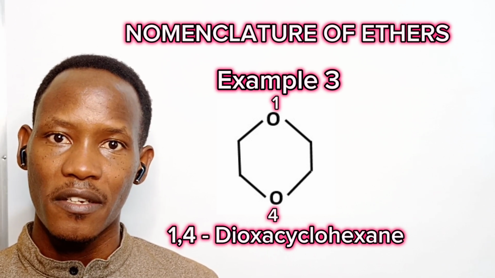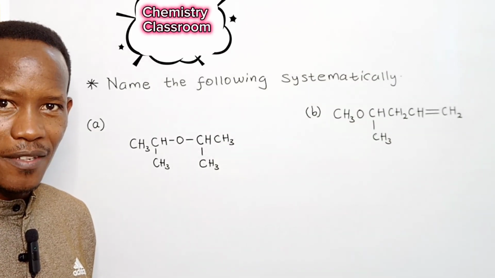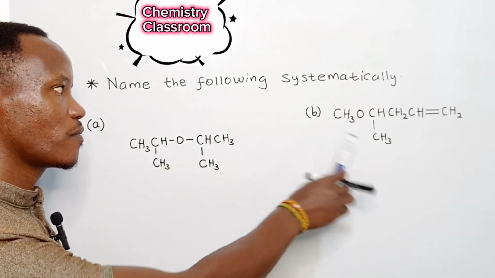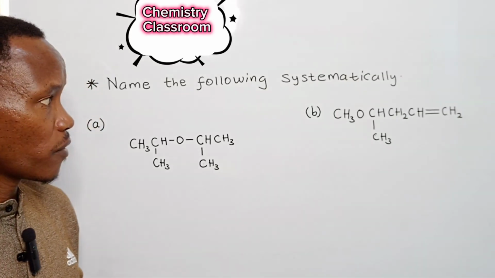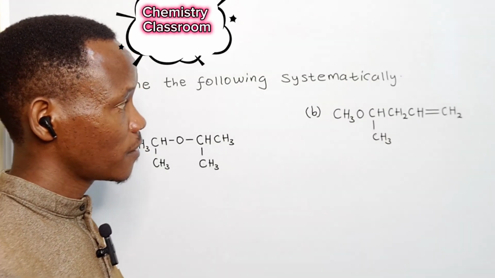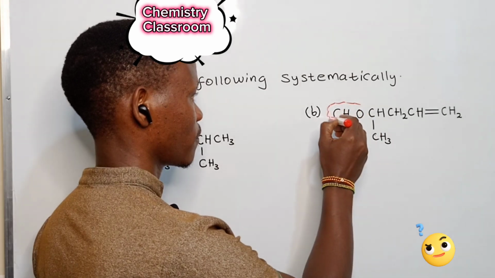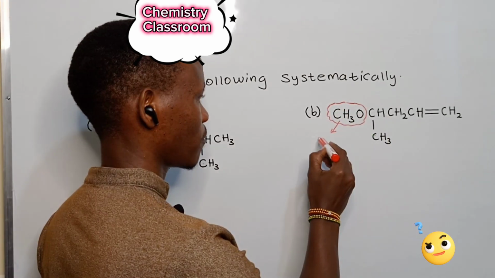At this point, I welcome you to our classroom where we are actively going to apply the rules to name the given compounds. Ladies and gentlemen, welcome to the classroom. Before us is the question that we are supposed to answer. We're supposed to name these two compounds. I would like to start with part B. The alkoxy group, this one, is going to be treated as a substituent.